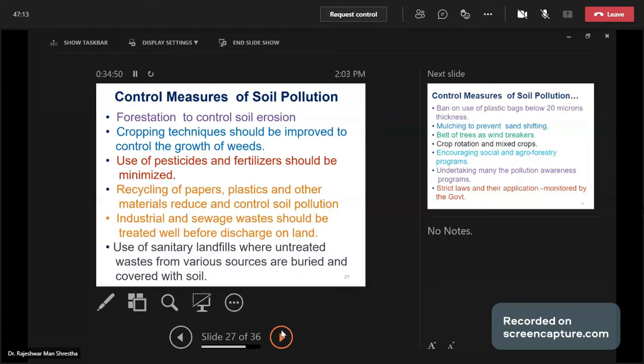The use of pesticide and fertilizer should be minimized. Pesticide should be minimized. It is better to use natural methods of pest control and use of biomass, and recycling of paper, plastic, and other materials reduce soil pollution.